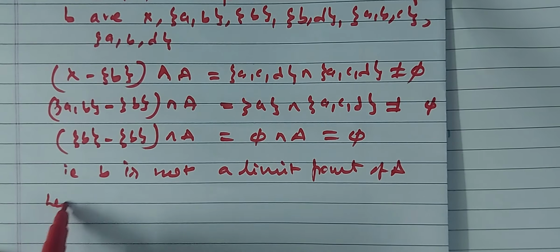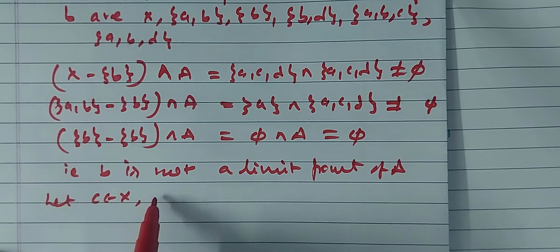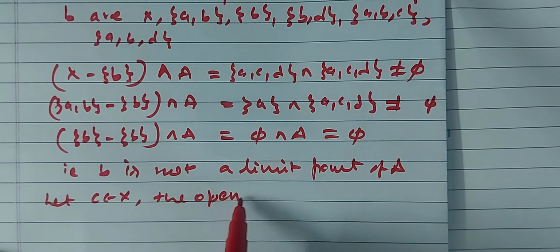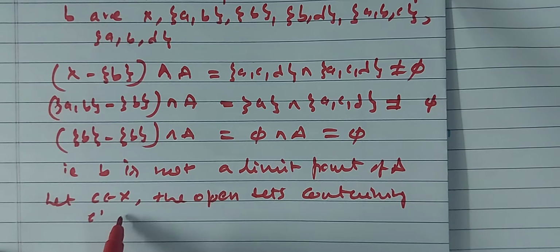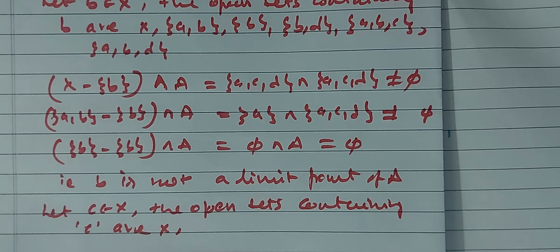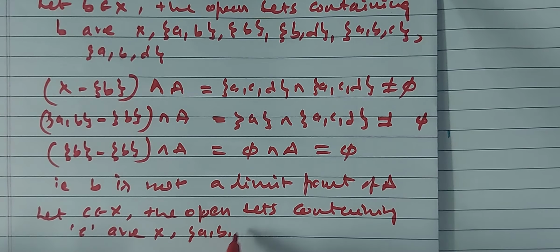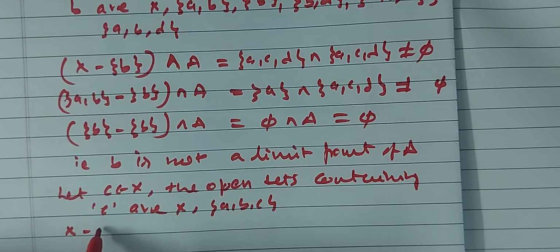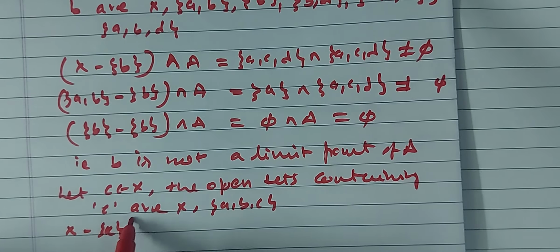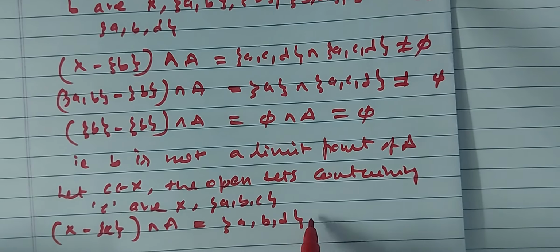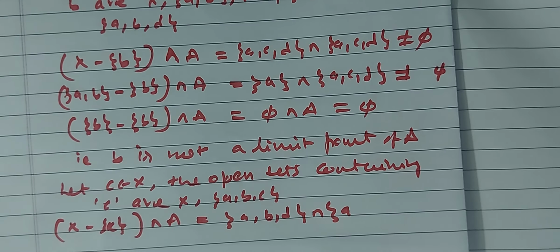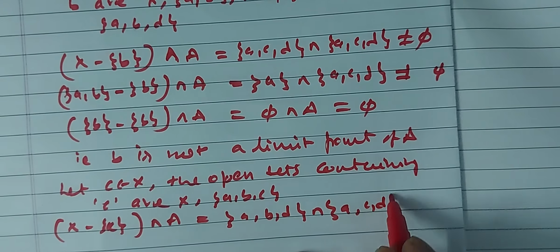Next, let C belong to X. The open sets containing C are X, {a, b, c}, so that (X minus {c}) intersection A is equal to {a, b, d} intersection {a, c, d}, the set {a}, is not equal to empty set.